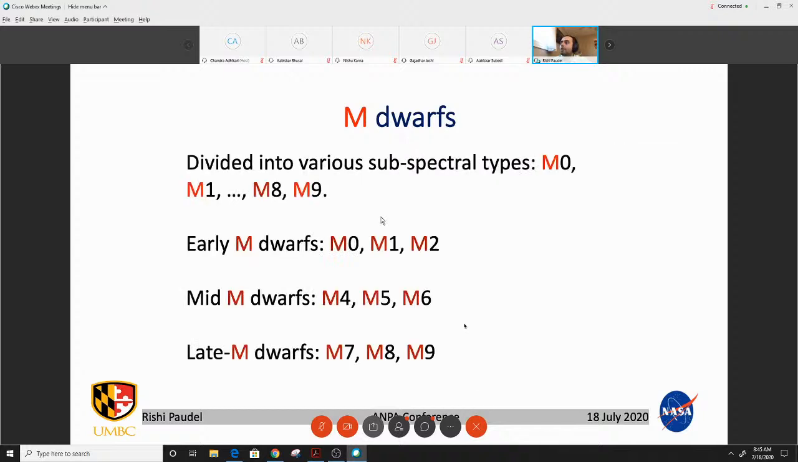We further divide the M dwarfs into various sub-spectral types: M0, M1, M2, likewise M8, M9. M0, M1, M2 are the early M dwarfs. M4, M5, M6 are the mid M dwarfs. M7, M8, and M9 are the late M dwarfs. So the early M dwarfs are hotter than mid M dwarfs, and the mid M dwarfs are hotter than late M dwarfs. So late M dwarfs are the coolest M dwarfs.